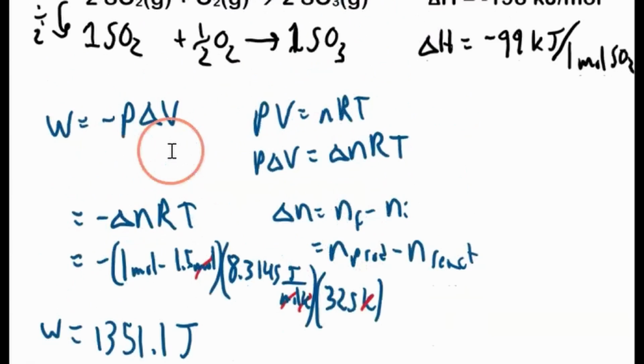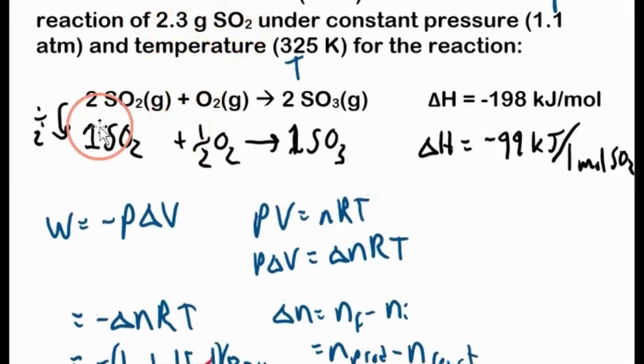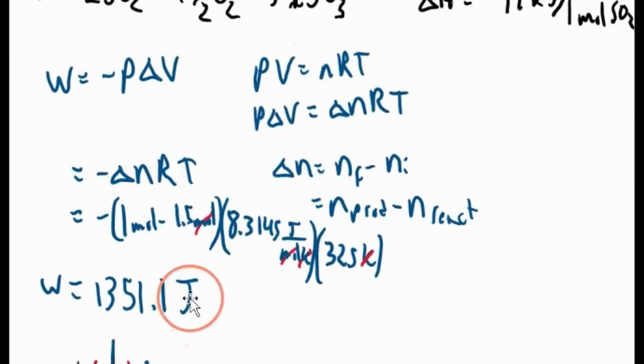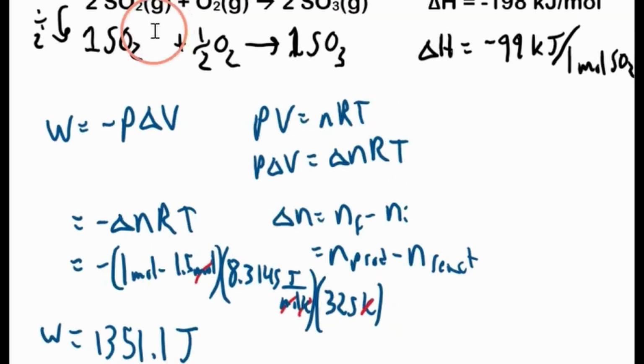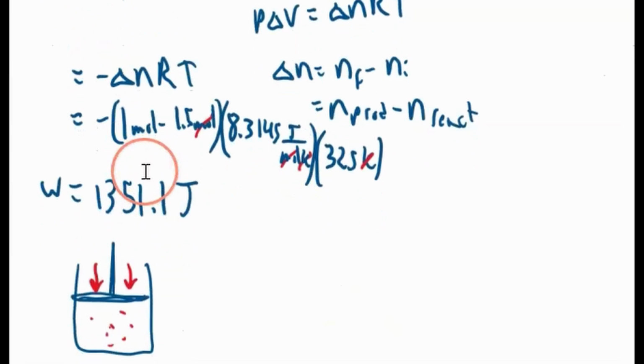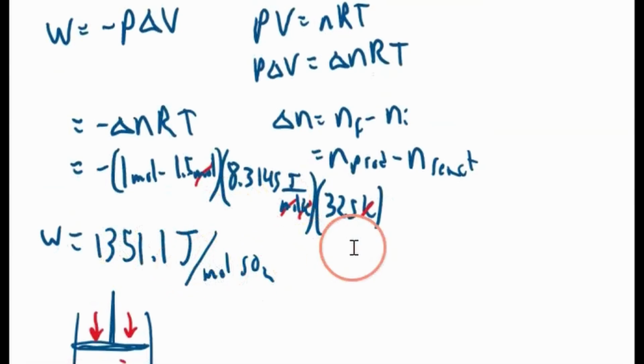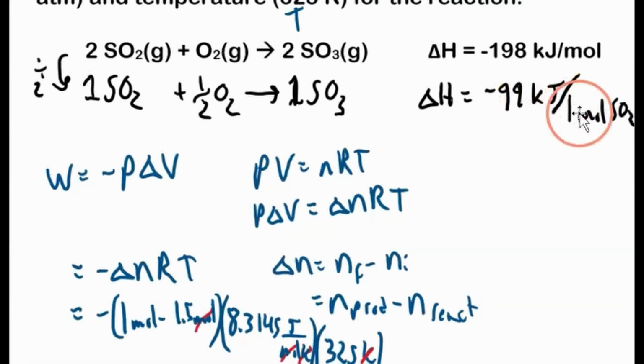Now, is this how many joules of work that this many grams of SO2 does? Think about it. Did we even use the 2.3 grams of SO2? No. See, we used a balanced equation. We actually only looked at 1 mole of SO2. So technically, this is how many joules of work would go into the system if 1 mole of SO2 reacted. So this is really joules for every 1 mole of SO2. Joules per mole of SO2. I hope you get that. I can do another video to explain this a little bit more. But here we have kilojoules per mole of SO2.